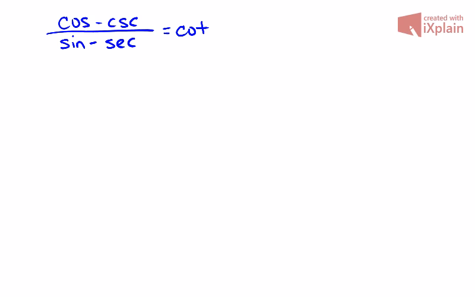Okay, so right here we have cosine minus cosecant all over sine minus secant. Right here we're actually going to have to do quite a bit of math because we're going to have to work out the top and the bottom. So over here I'm going to do the top, and over here I'm going to do the bottom. And then when I finish, I'll see if I have room in the middle so we can work everything out.